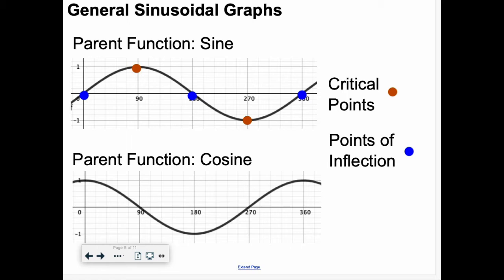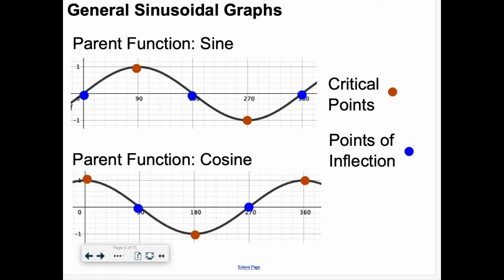Now the parent function of cosine, very similar. The only difference is it starts at a maximum. So those are the critical points at 0 degrees, 180 degrees, and 360 degrees, and the point of inflection is at 90 and 270. And it would continue on and on forever.